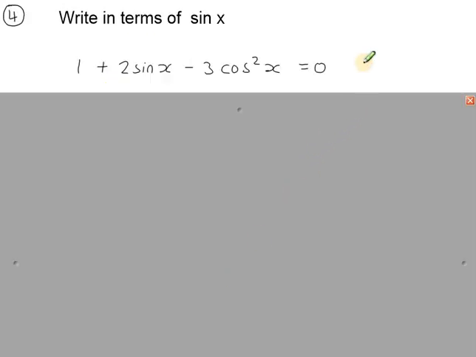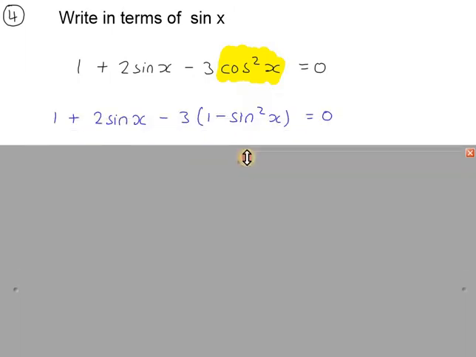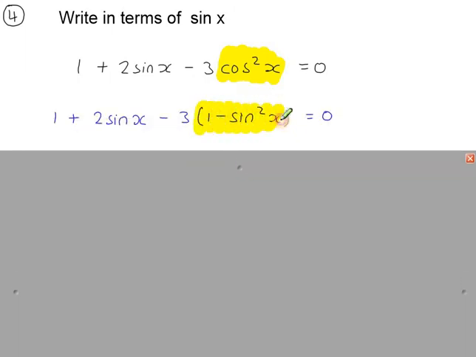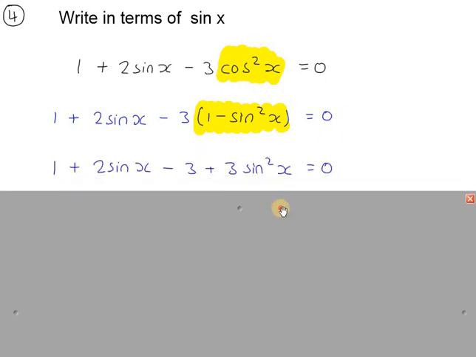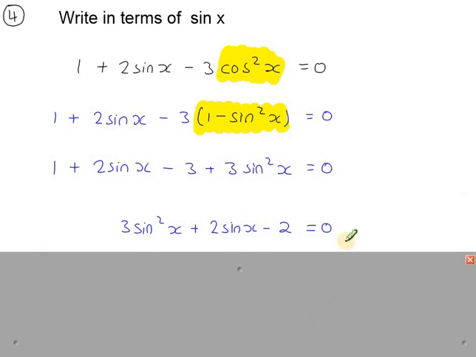Example 4, similar to example 3, but we need to write everything in terms of sine x, so we can replace the cos squared x term with 1 minus sine squared. So everything is in terms of sine x right here, but we need to simplify, so expand the brackets, collect like terms, and the objective has been achieved.